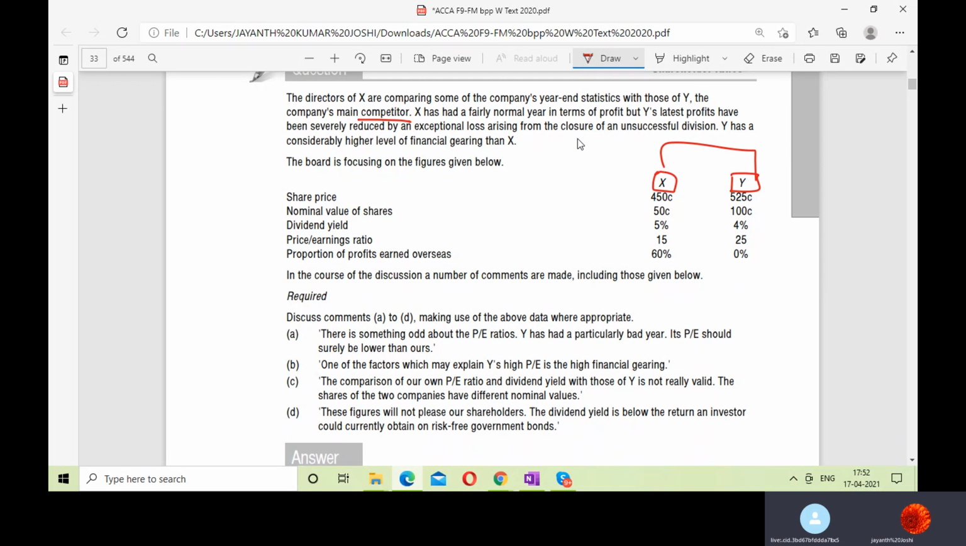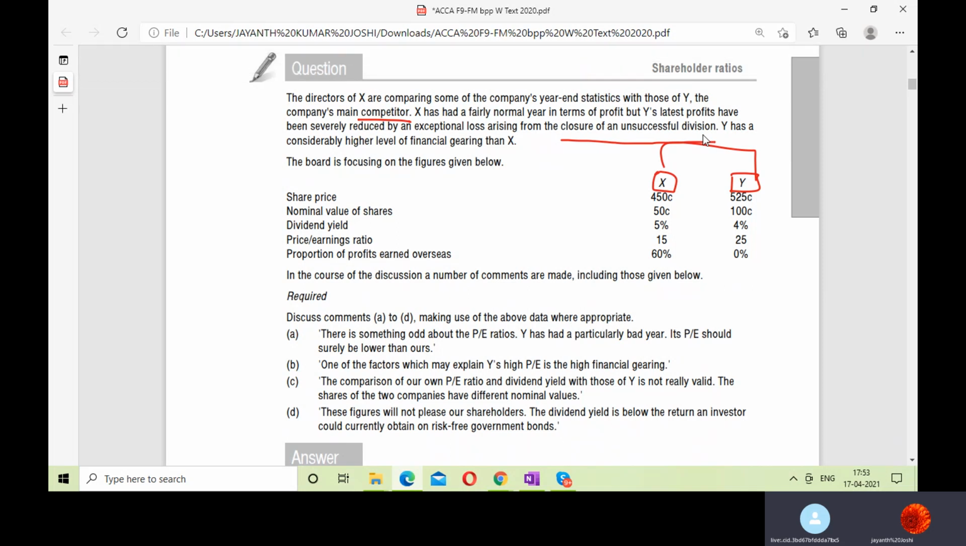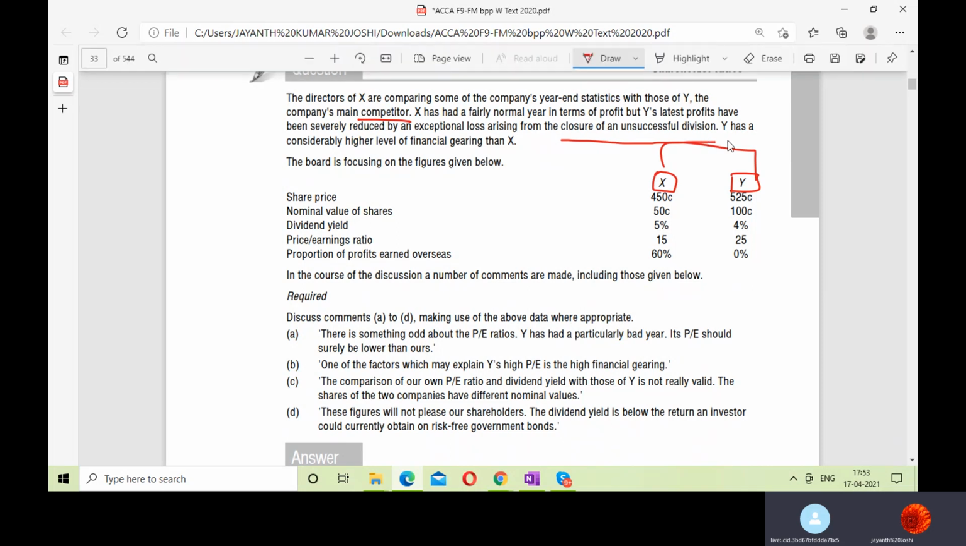So X has a fairly normal year in terms of profit, but the latest profits of Y have been severely reduced by an exceptional loss arising from the closure of an unsuccessful division. When the word unsuccessful comes, it can be assumed there's a loss. Y has a considerably higher level of financial gearing than X.